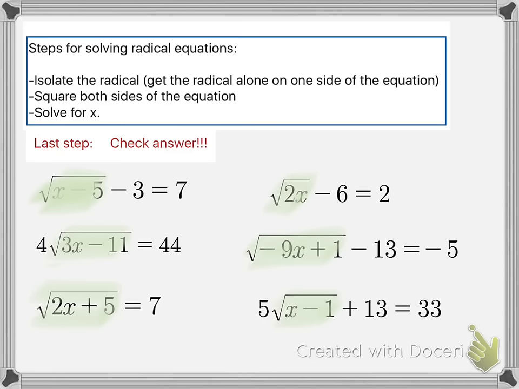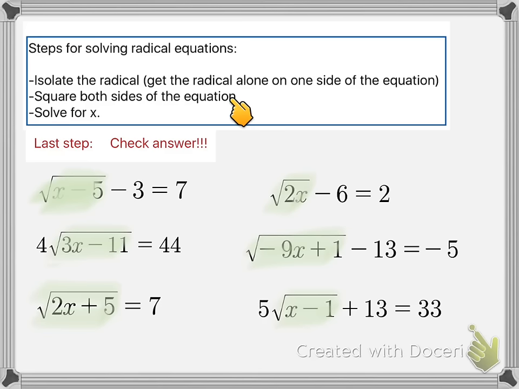Okay, so that minus 3 needs to be gone. This 4, since it's being multiplied by that square root, needs to be gone. There's nothing here that needs to be taken away. But here, that minus 6, it's on the same side as the radical, so it hasn't been isolated. You'd want to get rid of this. The minus 13 needs to be taken care of. That 5 needs to go away, and so does that plus 13. So that's one of the reasons why these are so easy. You just have to get it by itself.